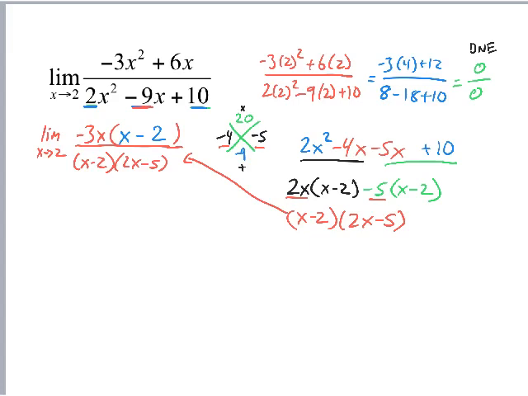And what I can do is cross out these, because anything over itself becomes a 1, which disappears when you're multiplying. So really, the limit as x approaches 2, the new function is now negative 3x over 2x minus 5. What I'm trying to point out here is this function is the same as this function graphically.